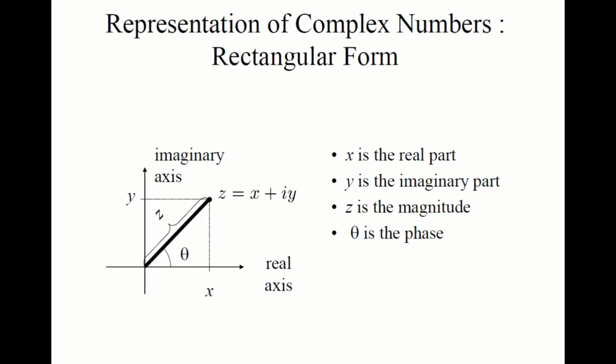So how can we represent this rectangular form in a graph? Basically, this complex number is a point z. x is on the x-axis, the real axis, while y, the imaginary part, is on the y-axis, the imaginary axis.